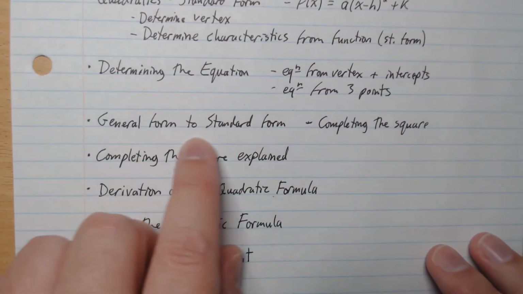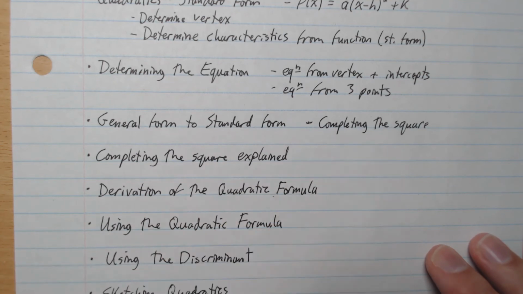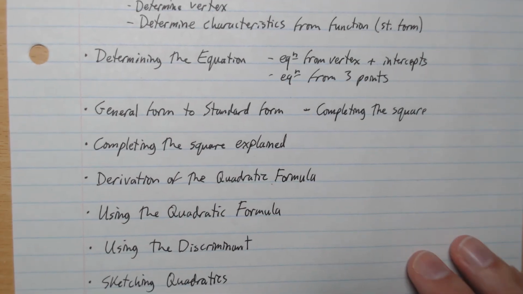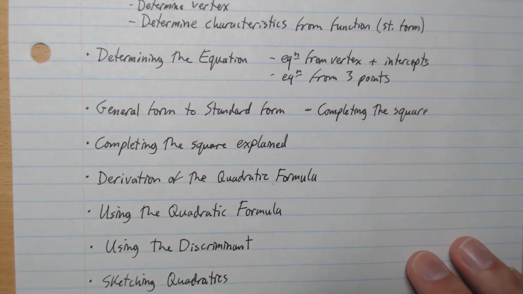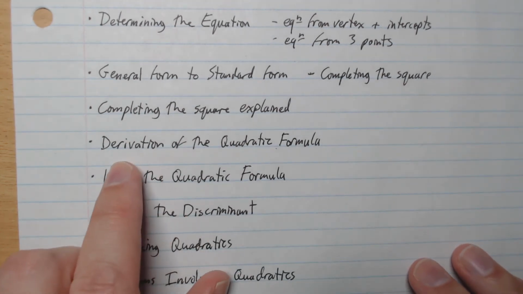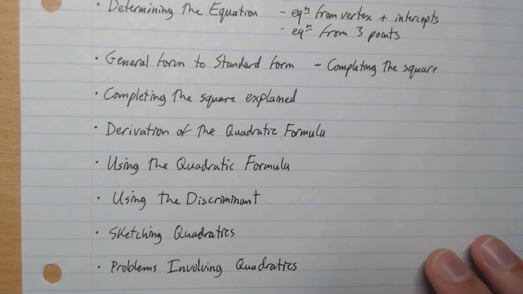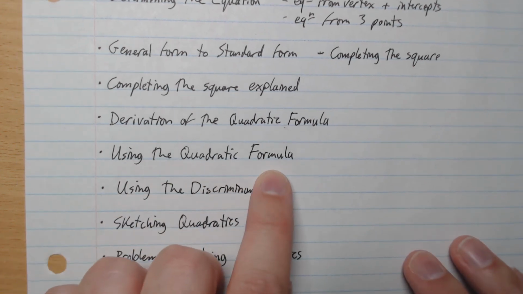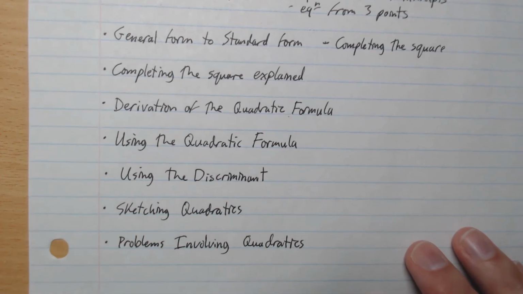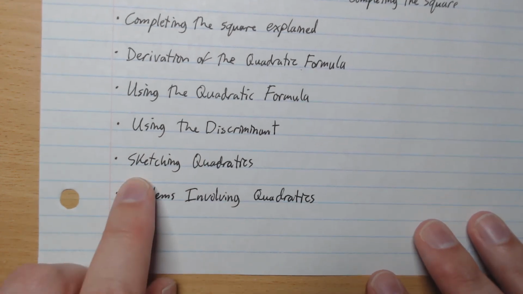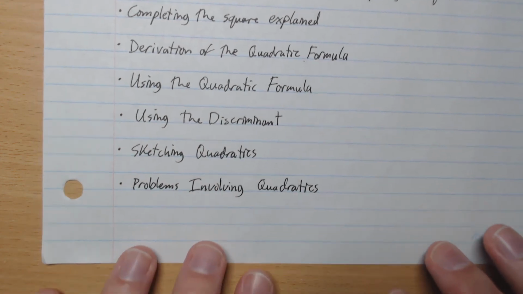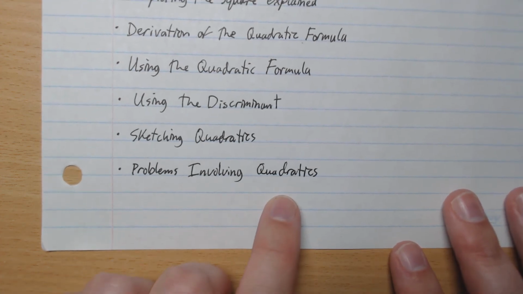Next, we did general form to standard form, so completing the square. Next, we saw the origins of completing the square, where it comes from. Next, we did the derivation of the quadratic formula, and then we used the quadratic formula, we practiced using it. Then we practiced using the discriminant. We did sketching of quadratics, and then after that we did some problems involving quadratics.